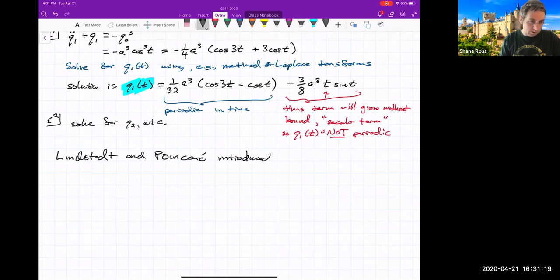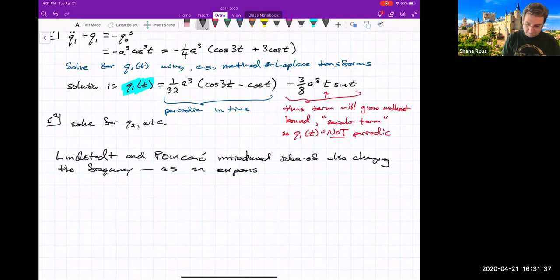So they introduced the idea of also changing the frequency. And the naive way to do that would be as an expansion in epsilon. So here's what we do following their procedure.